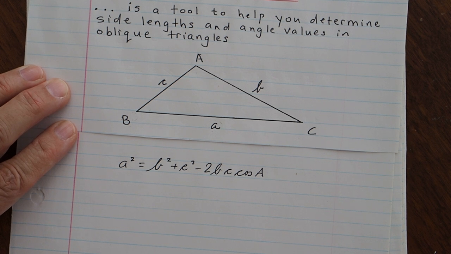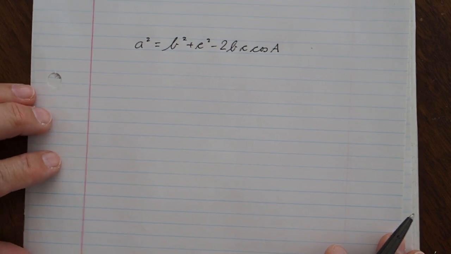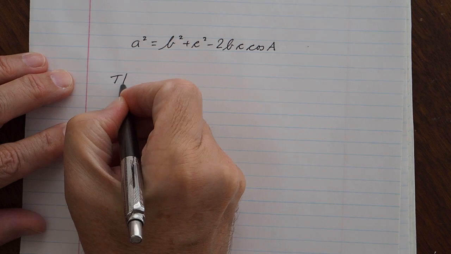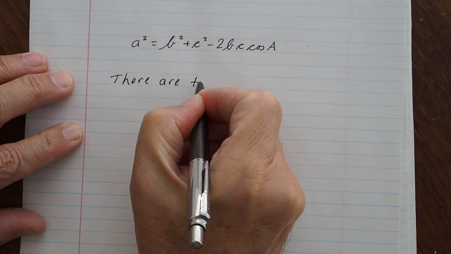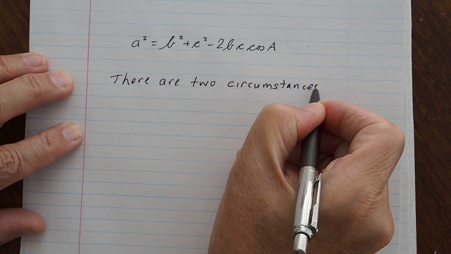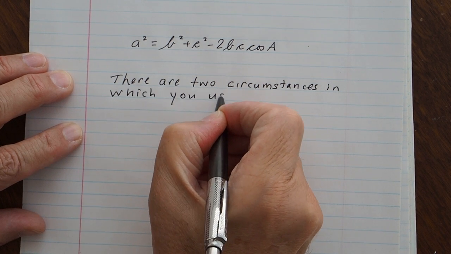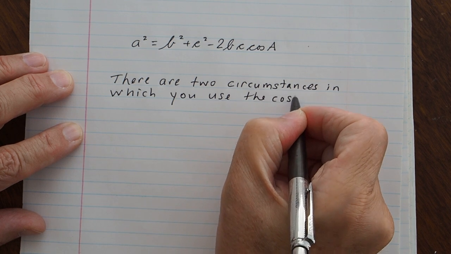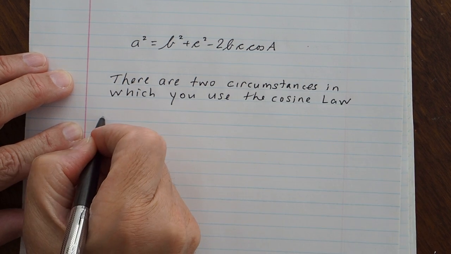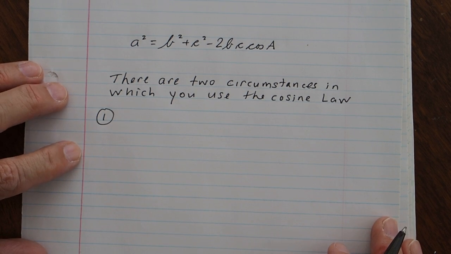The purpose behind this video is to get you up and running quickly and to use the cosine law with efficiency immediately. There are two circumstances in which you use the cosine law. Those circumstances are when you know two sides and contained angle and need the third side.